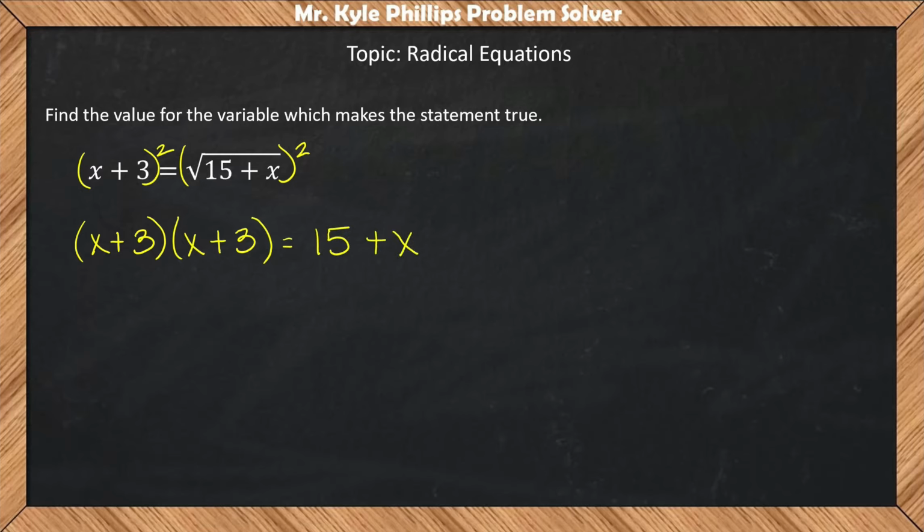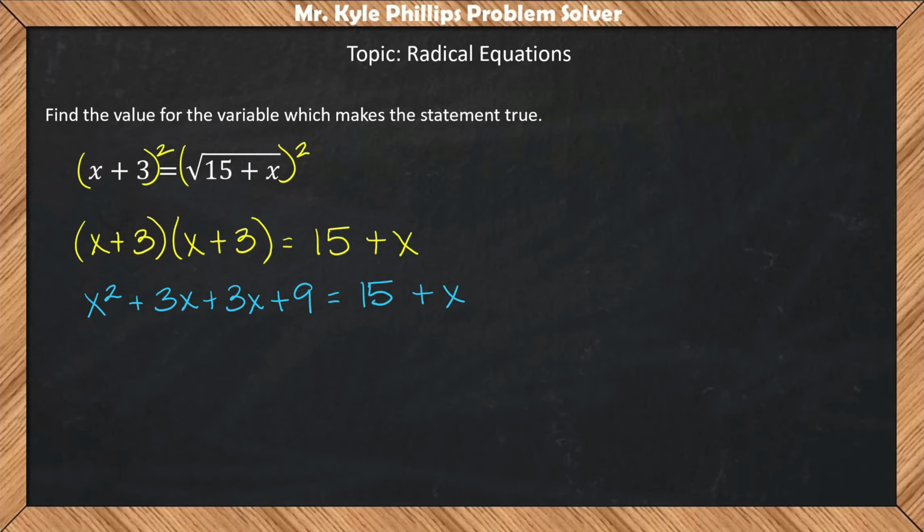So remember, when you're multiplying two binomials here, that we must distribute. So we're going to say x times x, that's going to give us x squared. X times 3 is going to give us 3x. 3 times x is going to give us another 3x. And 3 times 3 is going to give us 9. This will equal 15 plus x.